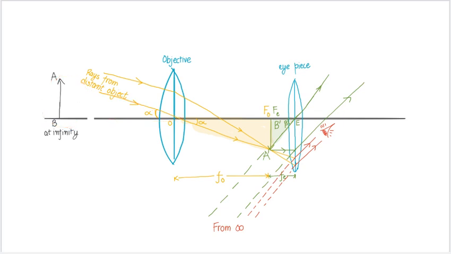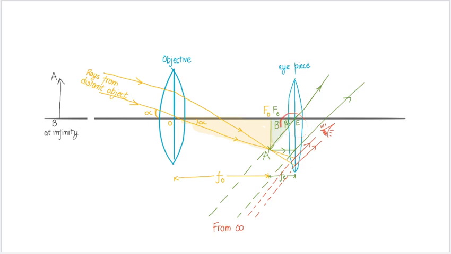Coming to our image, consider your eye to be placed at the eyepiece. So the angle subtended at the eye by the final image, what is that angle? This green angle is the angle subtended by the final image. This angle is beta.